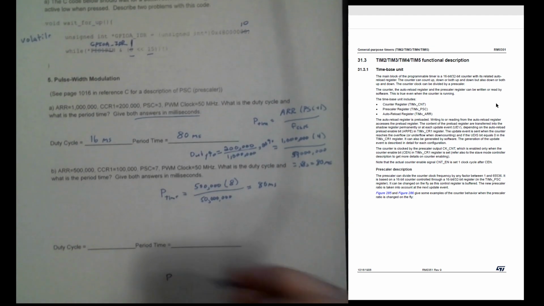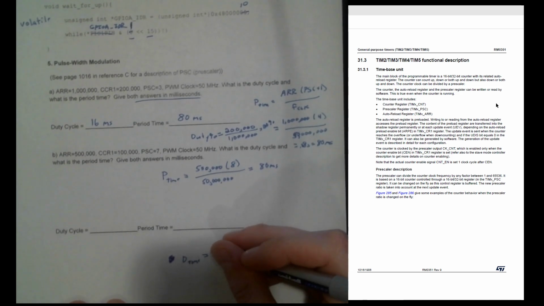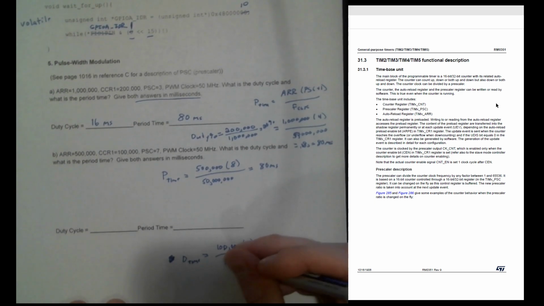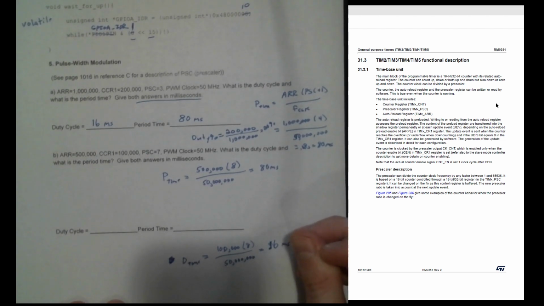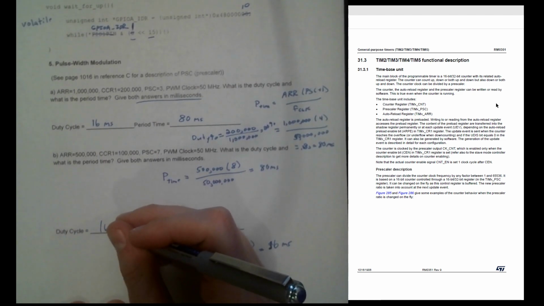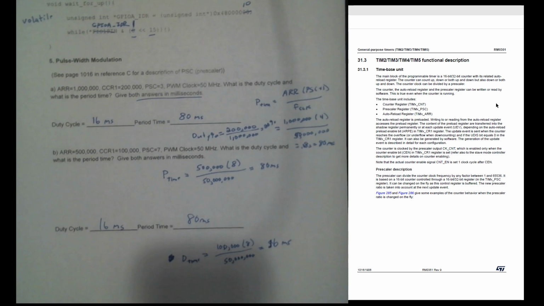And let's go ahead and do D time for the duty cycle time. So if we plug in 100,000 times 7 plus 1, which is 8, over 50 million, that'll give us again 16 milliseconds. And so our period time is 80 milliseconds, and our duty time is 16 milliseconds. And we could have found the same thing by doing 100,000 divided by 500,000. That would give us 20% again, and so we'd know it's 20% of 80 milliseconds.